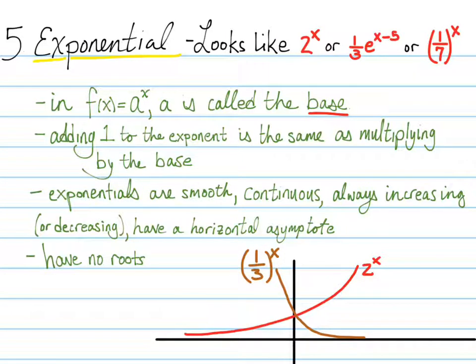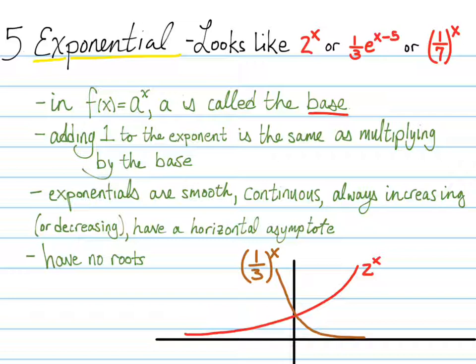Exponential functions, these are things like 2 to the x, right? 1/7 to the x, 1/3 e to the x minus 5, all this stuff. These are all exponential functions. Some base to the power of x is an exponential function. And if you add 1 to the exponent, it's the same as multiplying by the base. So the difference between 2 to the x and 2 to the x plus 1 is that 2 to the x plus 1 is 2 times bigger than 2 to the x. It's like multiplying 2 to the x by 2.